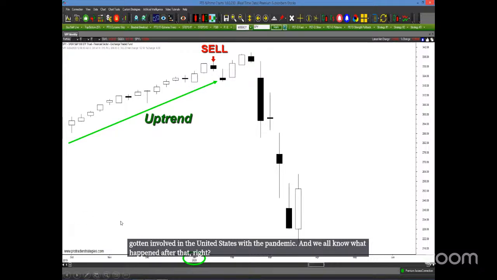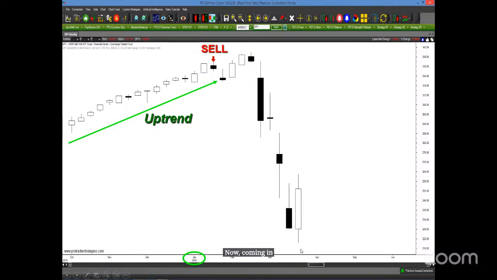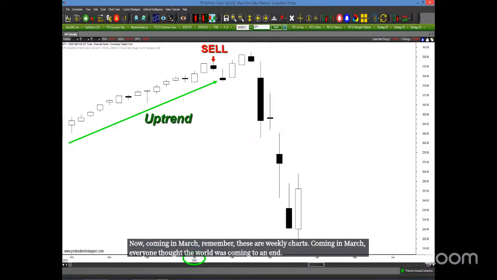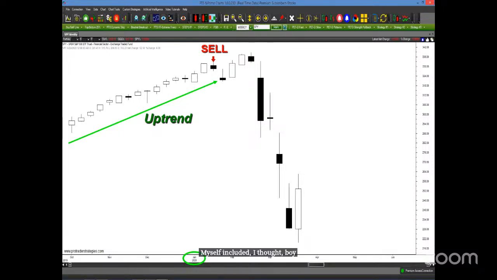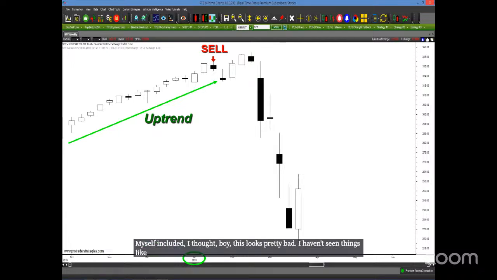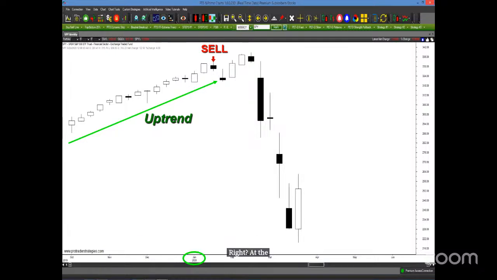Now, coming in March, remember, these are weekly charts. Coming in March, everyone thought the world was coming to an end, myself included. I thought, boy, this looks pretty bad. I haven't seen things like this since October '87. But look what the PTR did. Right at the very lows in March on a weekly time frame, it generated a trend reversal signal, saying now the market was ready to go up.